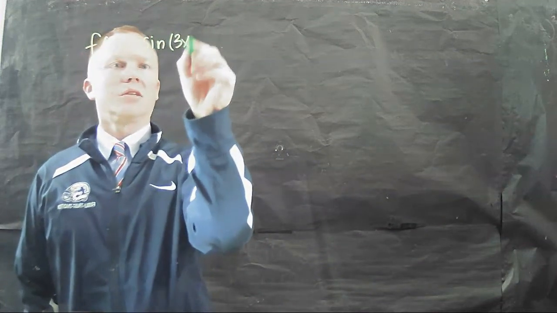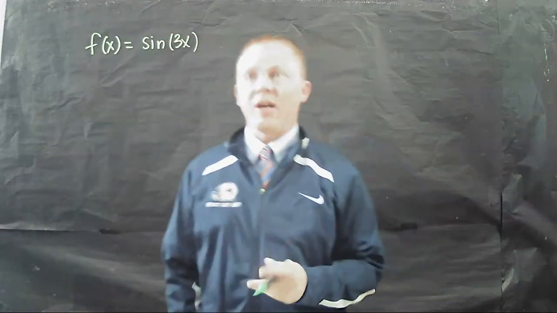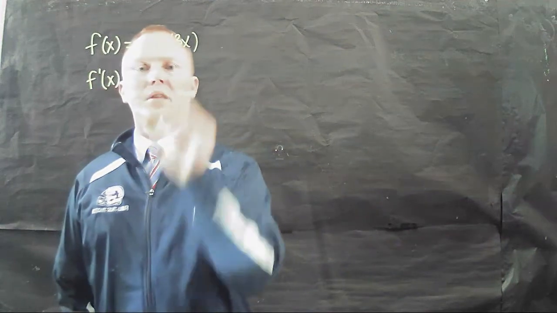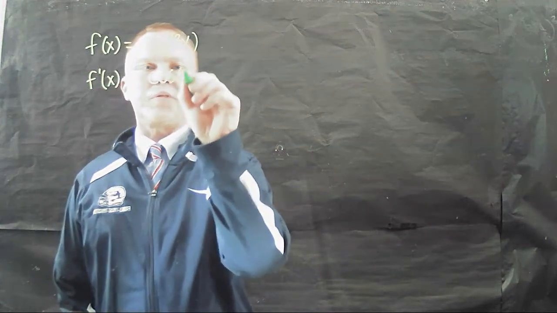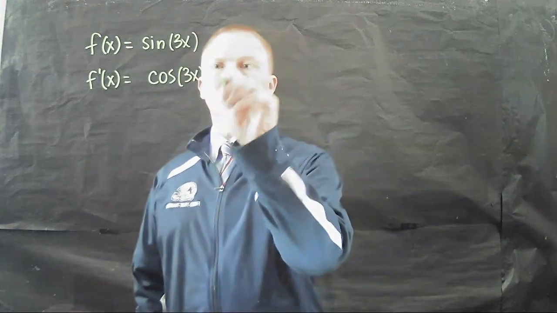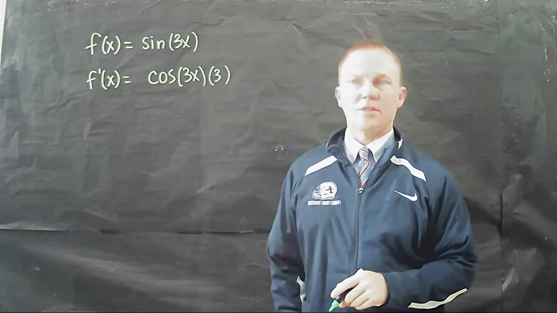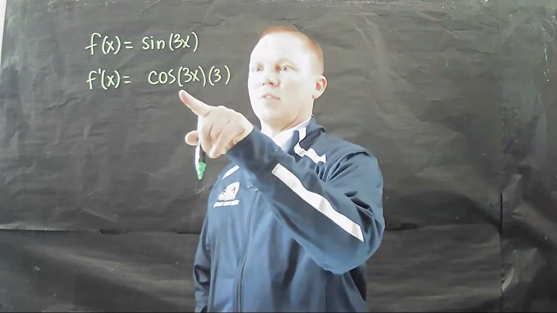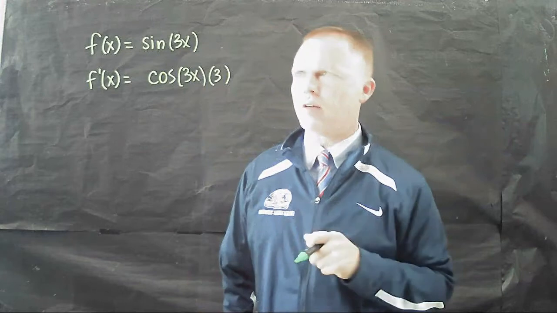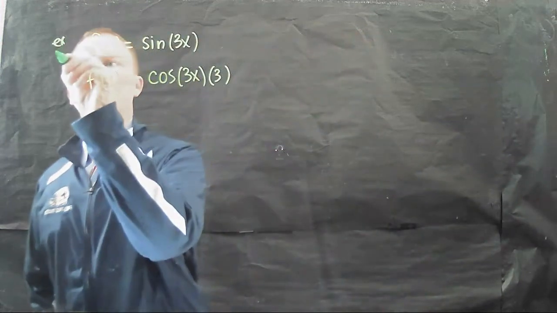So I'm just going to give you some functions here. So here I'm going to say the sine of 3x. Okay? So the sine of 3x, and I'm going to tell you the derivative of this is the cosine of 3x, which is maybe what you would have expected. But then there's this extra factor of 3 thrown in. So the derivative of sine of 3x is the cosine of 3x times 3. So I want you to be thinking, where's that 3? Why is that there? Okay? So that's our first little example.